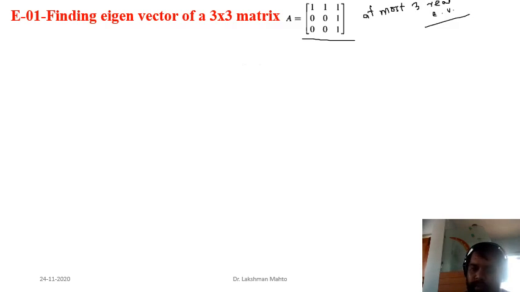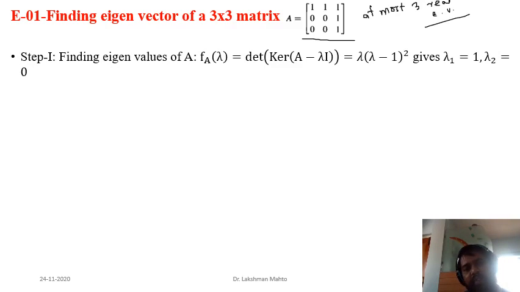Okay, so how to find them? There is a step I had already discussed. In the first step, we find the characteristic polynomial of this given matrix. We find the determinant of the newly designed matrix A minus lambda times I. It is not the kernel, we are just finding the determinant of A minus lambda times I. When you solve this determinant, it will be converted into a cubic polynomial, and this cubic polynomial you can easily factorize into linear factors: lambda times (lambda minus 1) whole square.